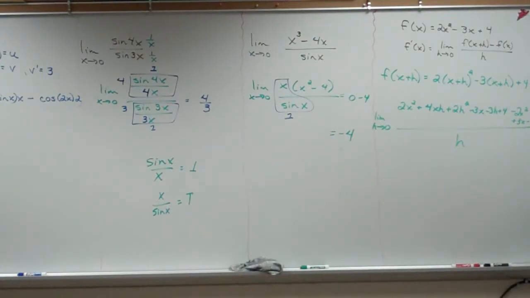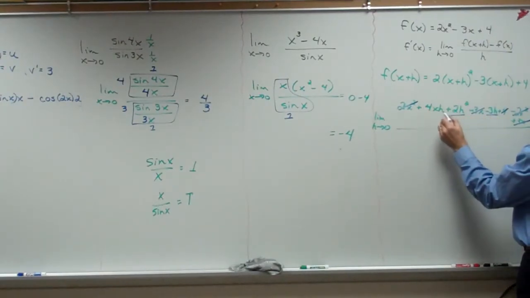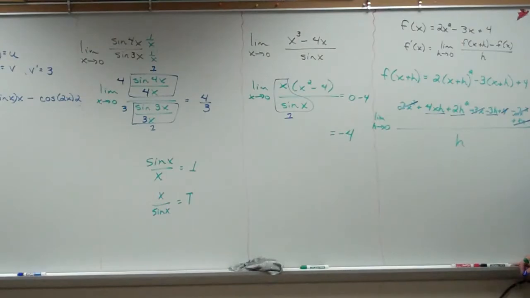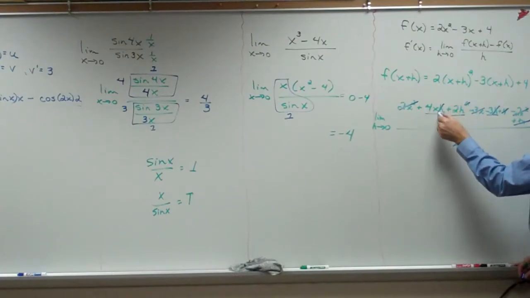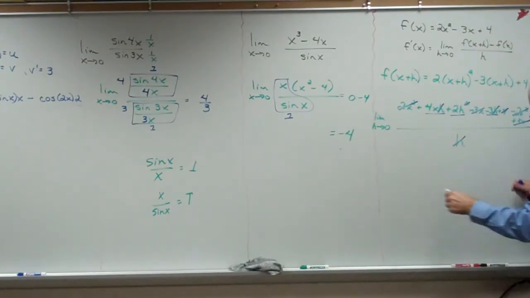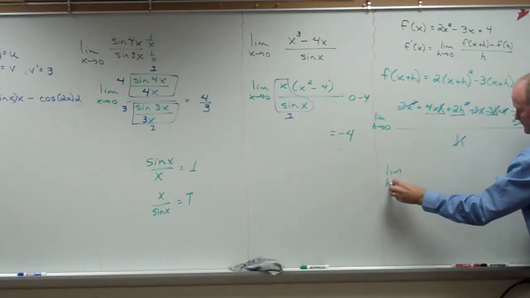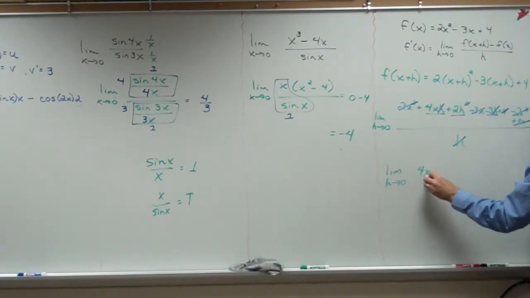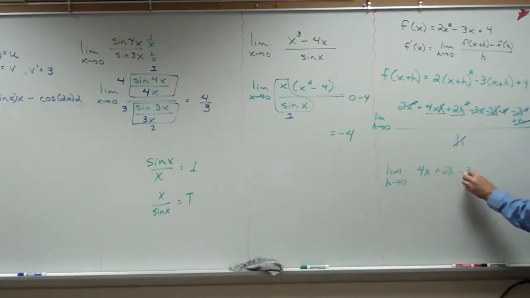What should happen? All of these should go away, shouldn't they? If you didn't subtract correctly, they probably stayed. And that gets rid of that and that and that. So I've got a minus 3h, a 2h squared, and a 4xh. They all better have an h. So there goes the h, and I'm left with 4x plus 2h minus 3.